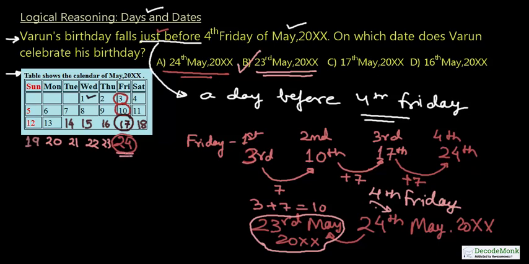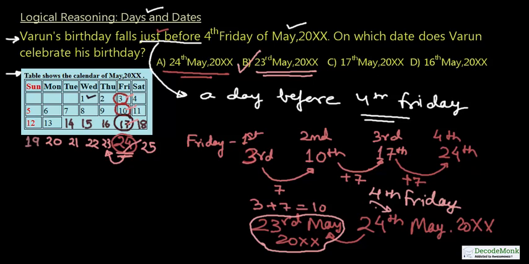24th is Friday, and then 25th. So this is how you can complete the calendar, and also check that 24th May is the 4th Friday. This is 1, 2, 3rd, 4th. So 4th Friday is 24th, and just before 4th Friday is 23rd May 2000XX. So this is the right answer. 23rd May 2000XX is the right answer.